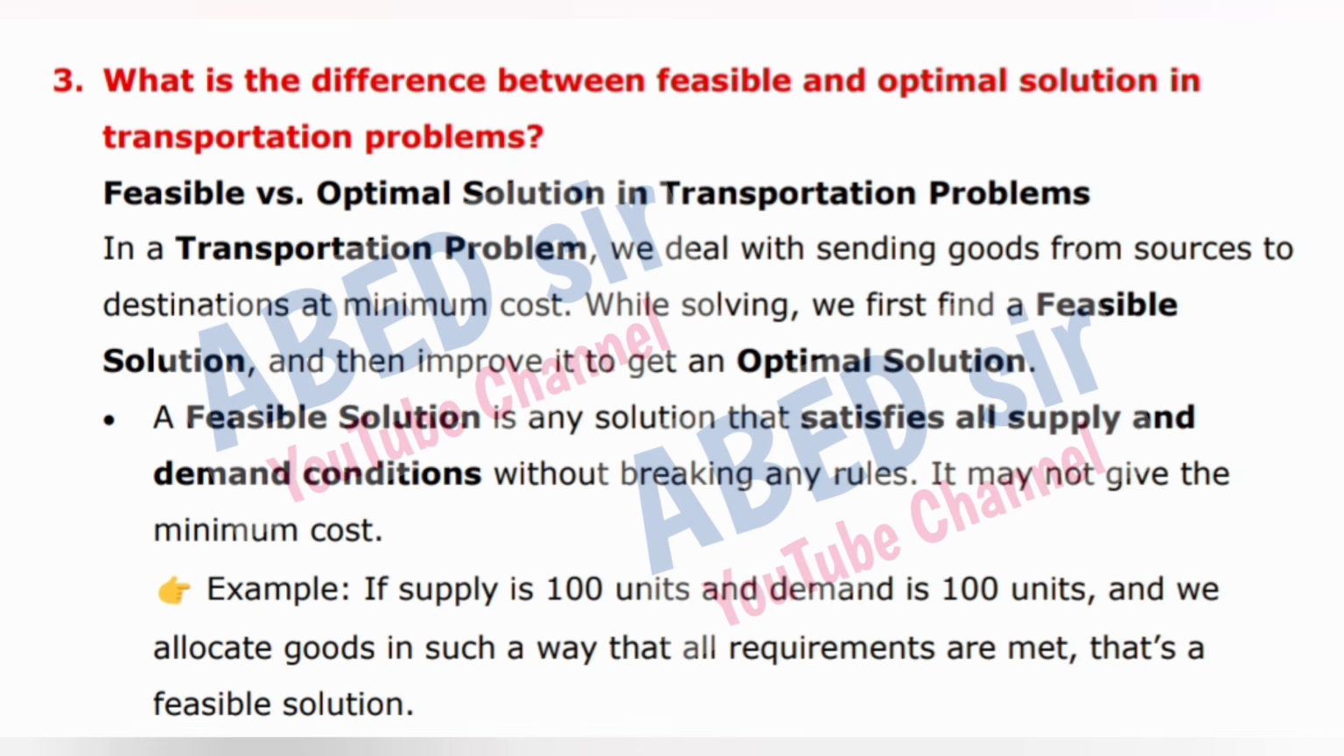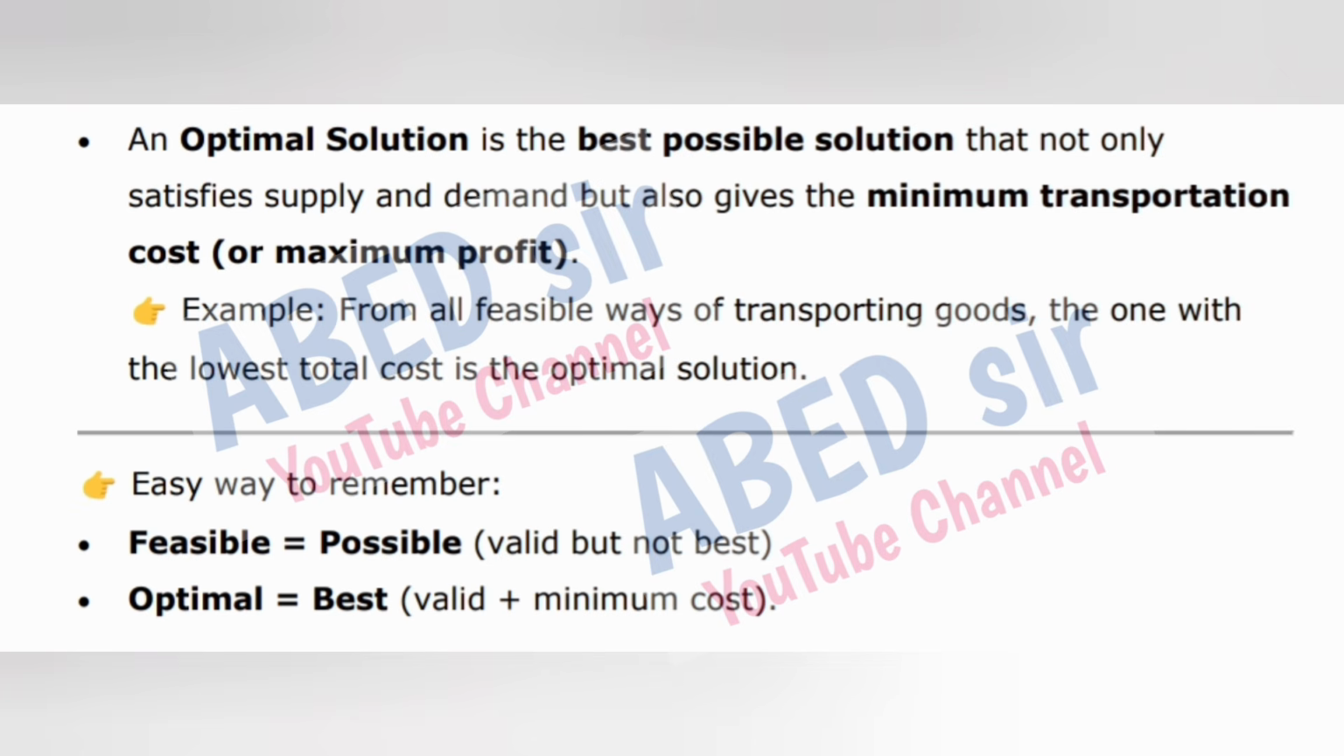Example, if supply is 100 units and demand is 100 units, and we allocate goods in such a way that all requirements are met, that's a feasible solution. An optimal solution is the best possible solution that not only satisfies supply and demand but also gives the minimum transportation cost or maximum profit. Example, from all feasible ways of transporting goods, the one with the lowest total cost is the optimal solution. Easy way to remember. Feasible is possible, valid but not best. Optimal is best, valid plus minimum cost.